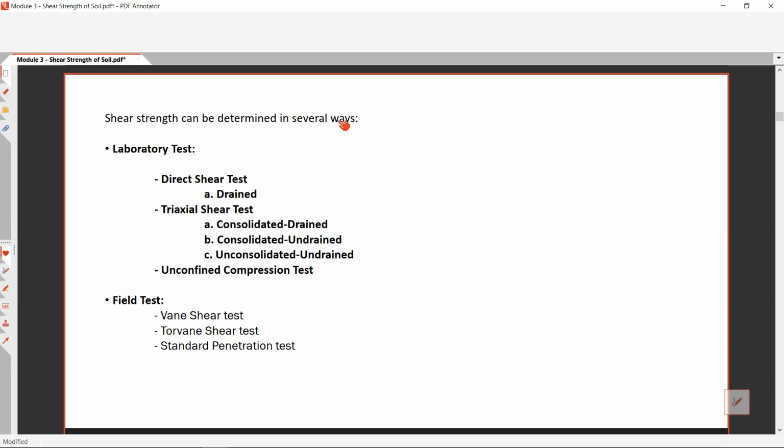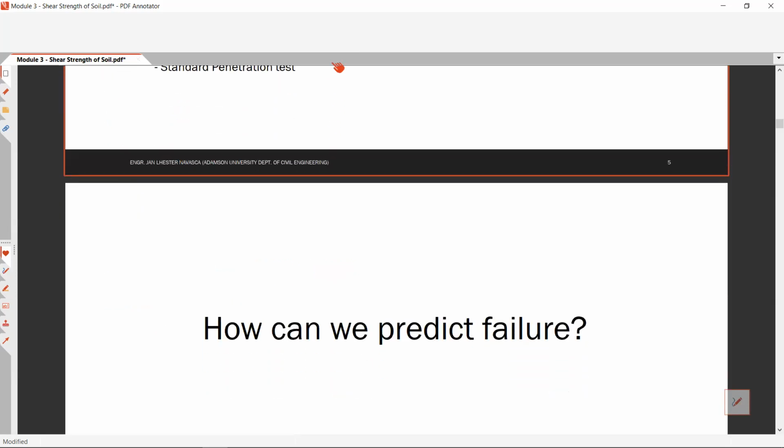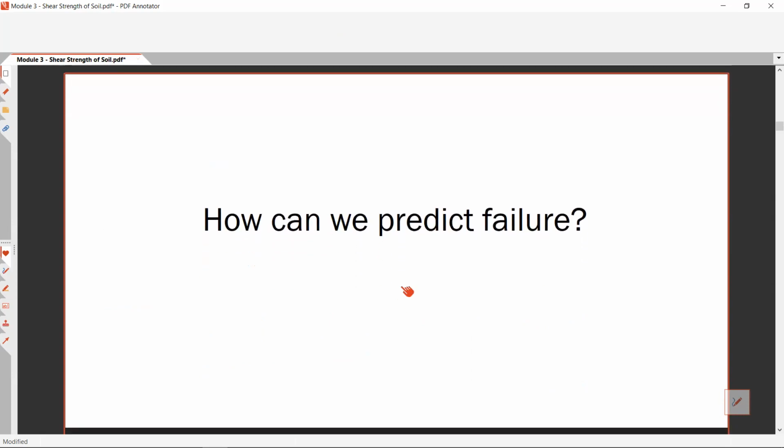Unfortunately, I think hindi natin to makakantak, the direct shear test, the triaxial shear test, and the unconfined compression test, due to the current situation. For field tests, we have the vane shear test, the Torvane shear test, and the standard penetration test.